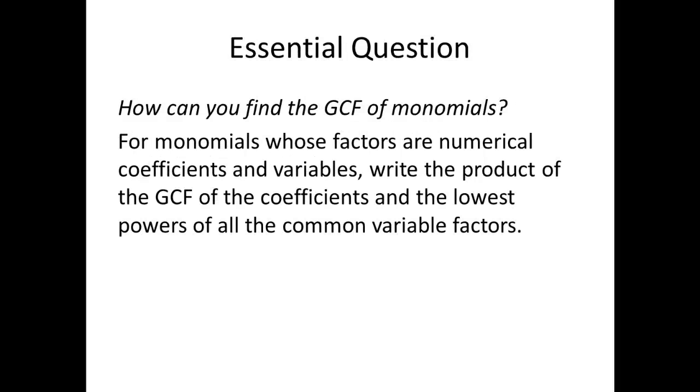So the essential question that we answer today is, how can you find the GCF of monomials? For monomials whose factors are numerical coefficients and variables, the first thing you do is find the GCF of the coefficients, and then you find the GCF of the common variable factors, and you take the smallest power of the common variable factors, and your GCF will be the product of those two GCFs.